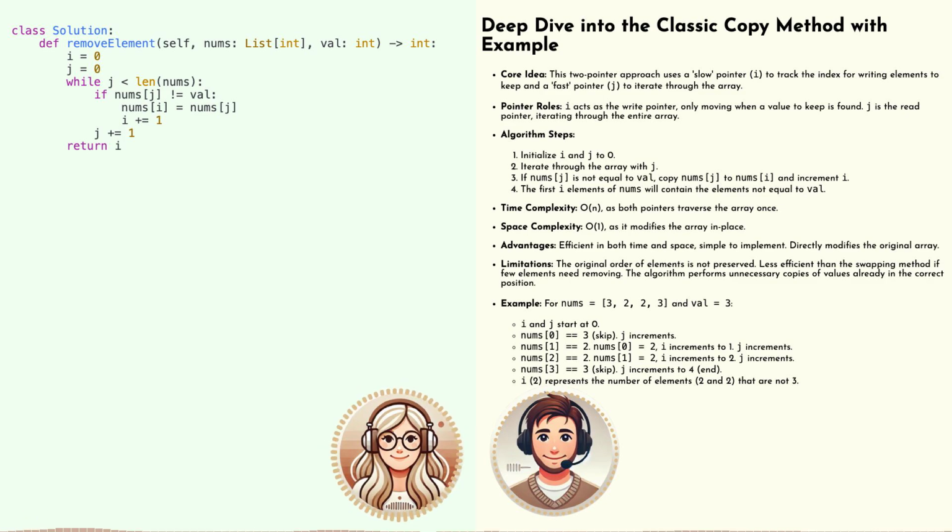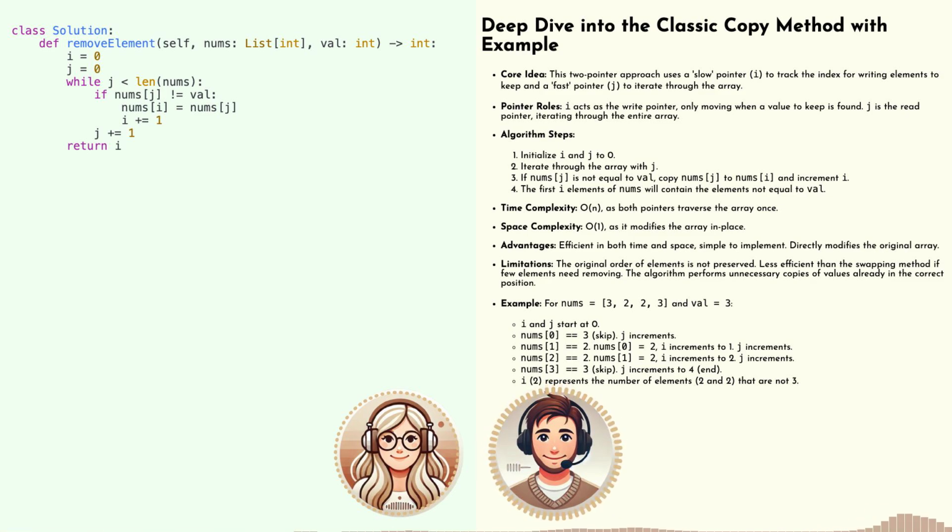Both I and J move to the next element, which is a 2. And now things get interesting because 2 is our target value, so what does J do? Well, J just skips ahead to the next element, which is a 3, while I is waiting patiently. And 3 is a keeper. So J tells I, hey, copy this over to your current position, which is still at index 0. Right, so we end up with 3, 2, 3, 2, 4.